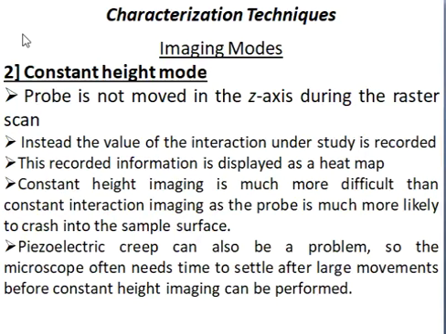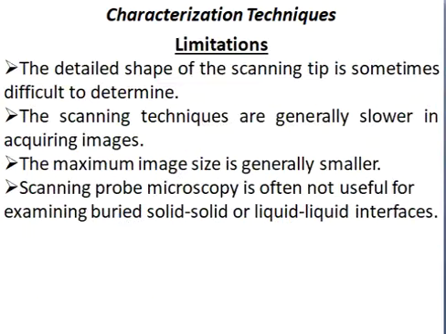So the microscope often needs time to settle after large movements before constant height imaging can be performed. The limitations include that the detailed shape of the scan tip is sometimes difficult to determine. Here also the imaging size is limited to a particular size, maybe 100 nanometers of area, which, because of the limited measurement technique, will limit the determination of the surface because of the slow speeds.